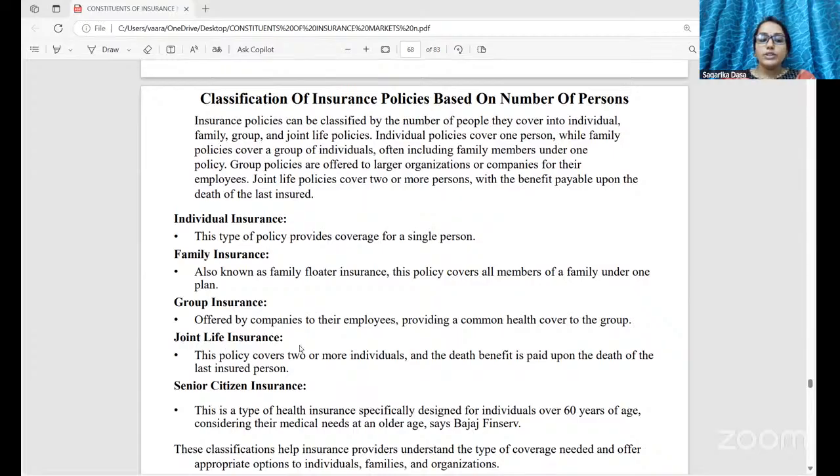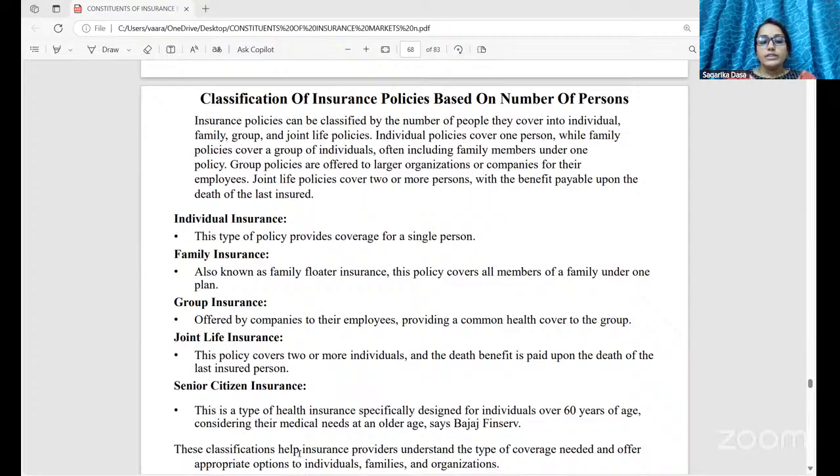Then joint life insurance, this policy covers two or more individuals and death benefit is paid upon the death of the last insured person. So this is joint life insurance where two or more individuals can be covered in that particular policy. Senior citizen insurance, this is a type of health insurance specifically designed for individuals over 60 years of age, considering their medical needs at an older age. One of the examples is Bajaj Finserv.